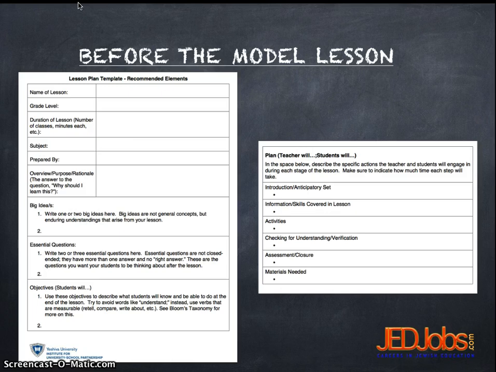Then it's important to list for yourself, and even to tell the students, I guess, the information and skills that will be covered in this lesson. Then the activities portion. You want to make sure that the learning activities are things that are going to help the students learn the information and skills that you've laid out in the previous box.